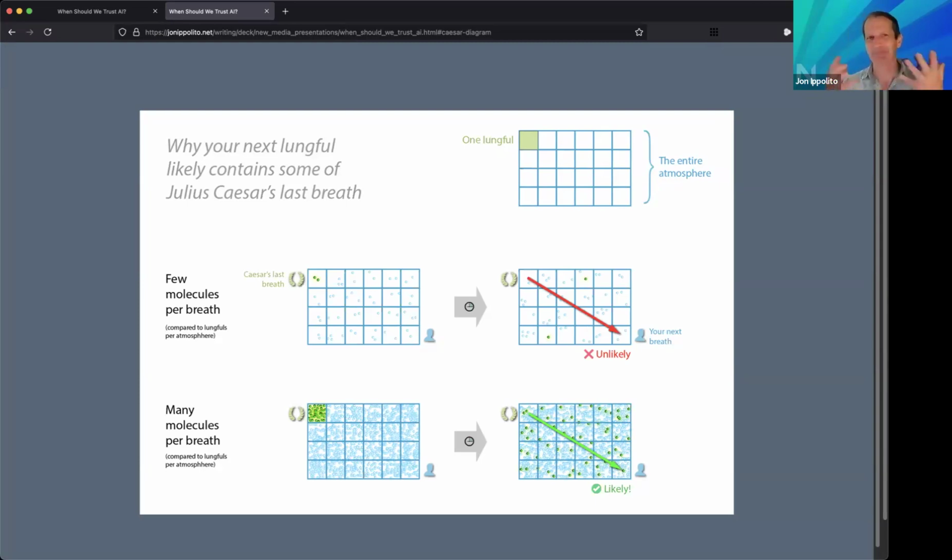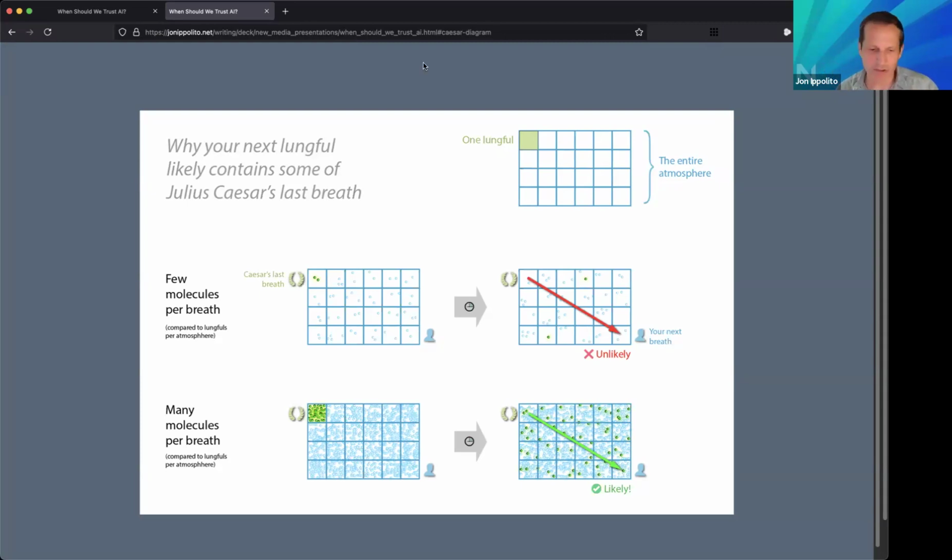I hope that kind of makes sense the way I described it. It is a head scratcher, but it is definitely something that you can learn about if you're interested, and I can show you the equations. It's just a consequence of how many possible solutions there are. There are so many molecules in a lungful that it makes it more likely.